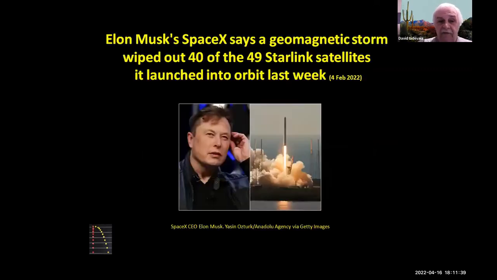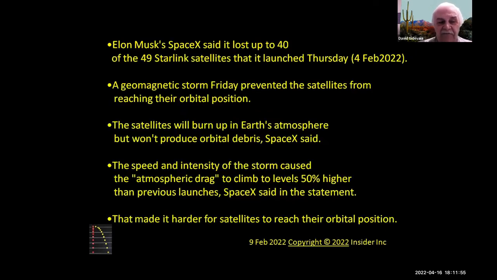And of course, we have old Elon Musk. And of course, some of you may be cheering the fact that we want the sun to really be belting these flares out to keep the satellites at bay. But he had quite a problem. He lost up to 40 of his 49 satellites that were launched on the 4th of February.